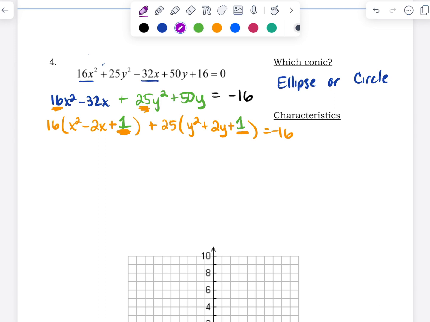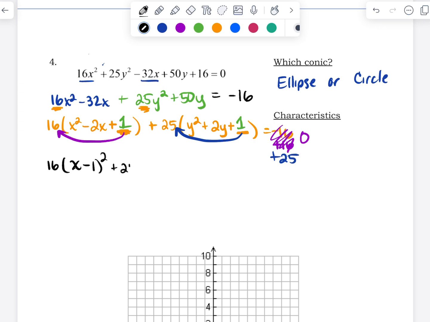But I didn't really add 1 when I added that in the x's. I really added 16. Okay, so we're at 0. And then I didn't really add 1 here with the y's either. I added 25. So at this point, I have 16 times x minus 1 squared, that quantity, plus 25 times y plus 1, that quantity squared, equals 25.